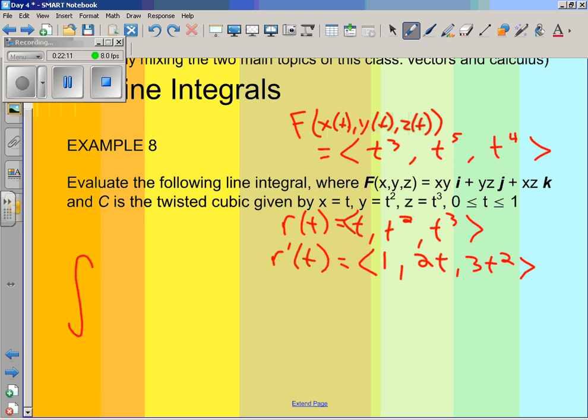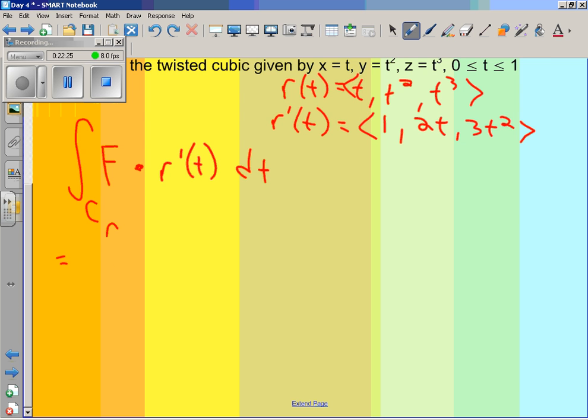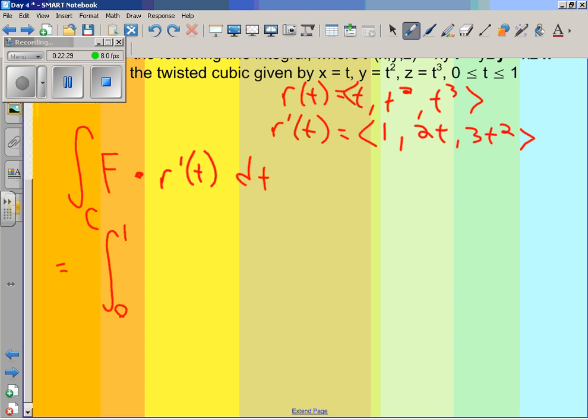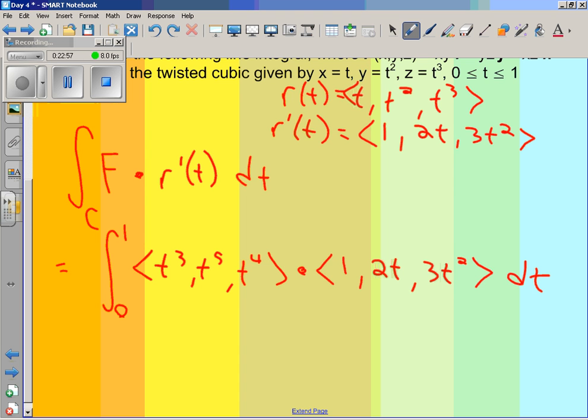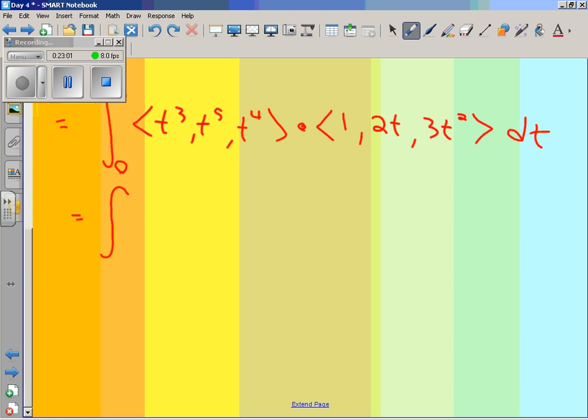Okay, and so our integral is going to look like, remember, we're going to have F dotted with r prime of t dt. And so if we switch to integrating with respect to t, when we take this dot product, I'm just going to write that first. Which was t cubed, t to the 5th, t to the 4th, dotted with 1, 2t, 3t squared. I think we'll have t cubed, plus 2t to the 6th, plus 3t to the 6th.